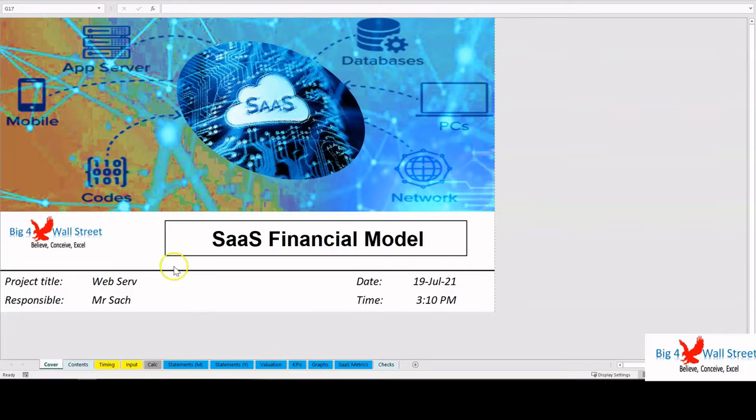The financial model presents the business case of an SaaS online business. Software as a service, SaaS, is a software licensing and delivery model in which software is licensed on a subscription basis and is centrally hosted. SaaS applications are also known as on-demand software and web-based, web-hosted software.